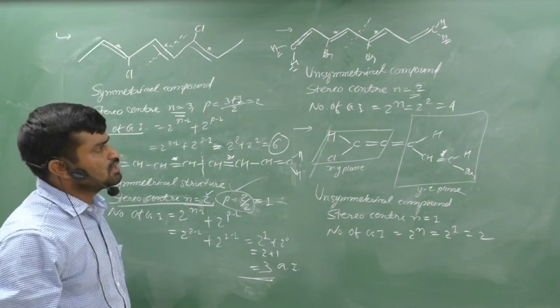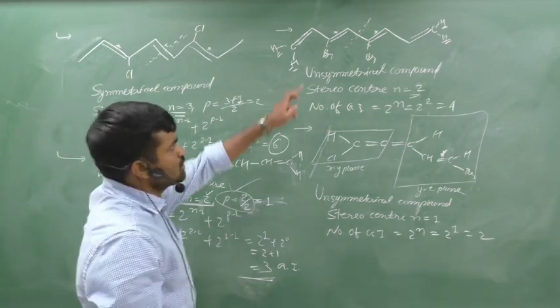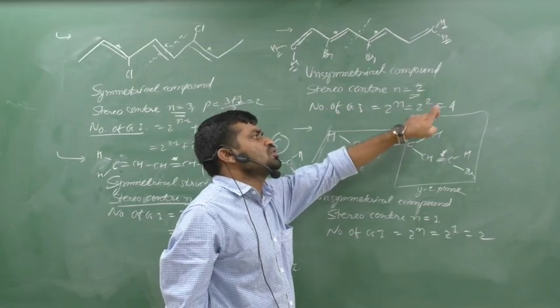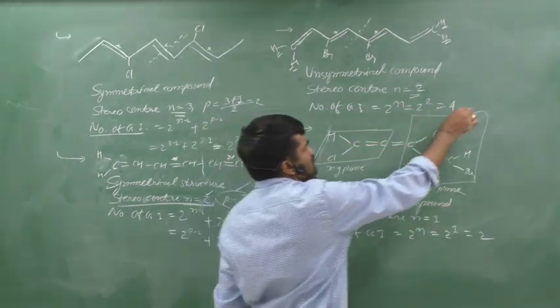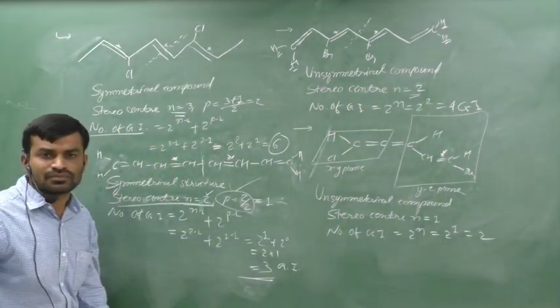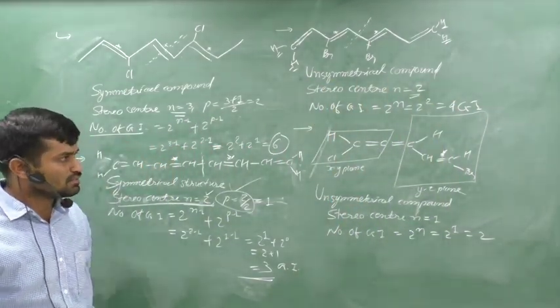Now, according to the GI formula, the number of GI for an unsymmetrical compound is 2 raised to n. n is equal to 2, which means 2 raised to 2, which is 4. So 4 geometrical isomers are possible for this compound. Clear? Next one.